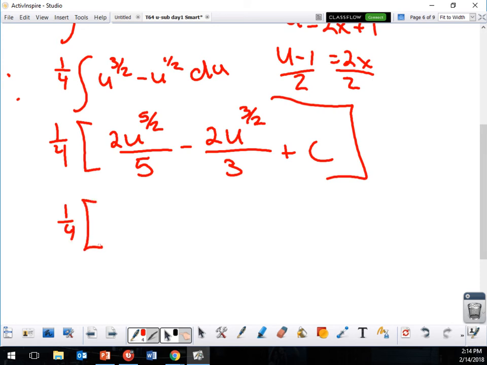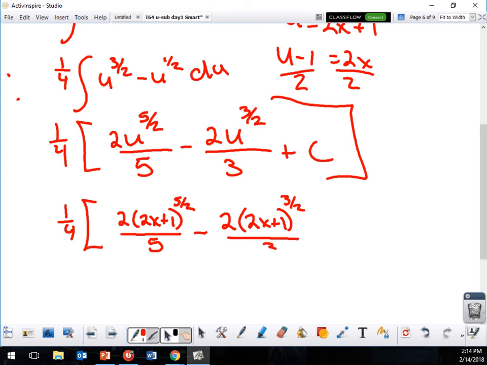Okay, what was u in the first place? 2x plus 1. So this is going to be 2 quantity 2x plus 1 to the 5 halves over 5, minus 2 parentheses 2x plus 1 to the 3 halves over 3, plus my c.